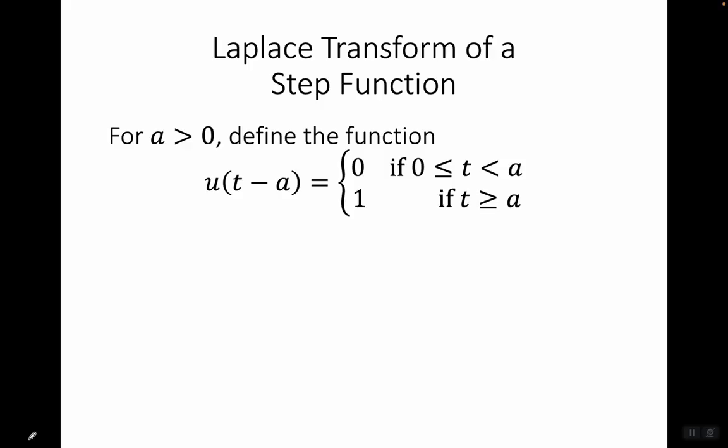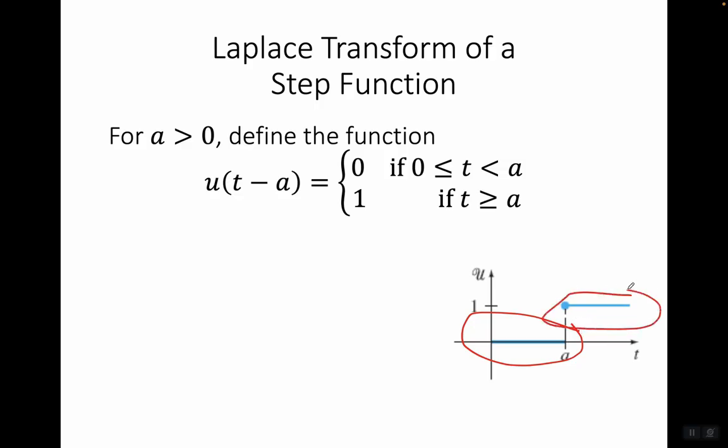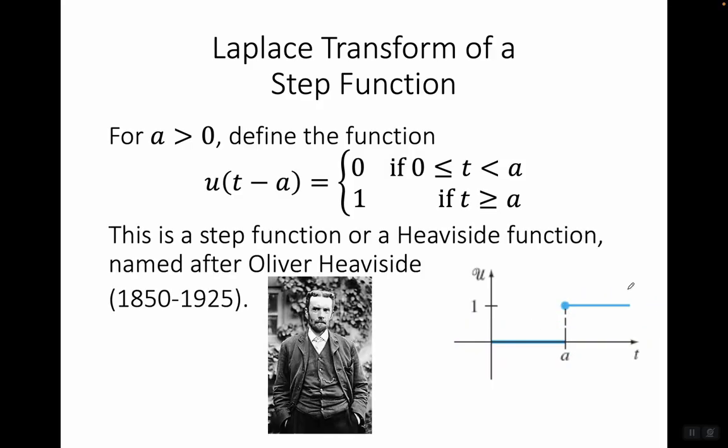For a greater than 0, define the function u of t minus a equals 0 for t between 0 and a, and 1 if t is greater than or equal to a. Here's what the graph looks like. This is straight from our textbook. Notice it's what we call a step function. Between 0 and a, it's 0, and then at t equals a, it jumps to a value of 1. This is a step function or Heaviside function, named after Oliver Heaviside, 1850 to 1925. There's a picture of him from Wikipedia.